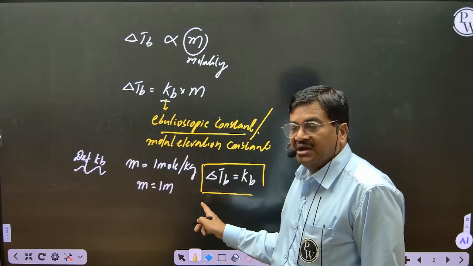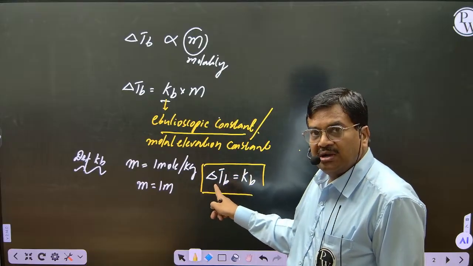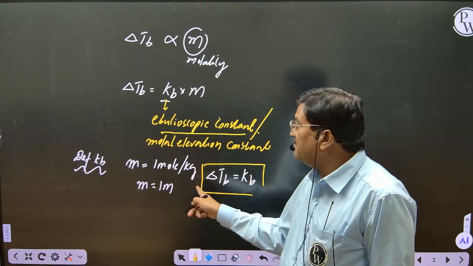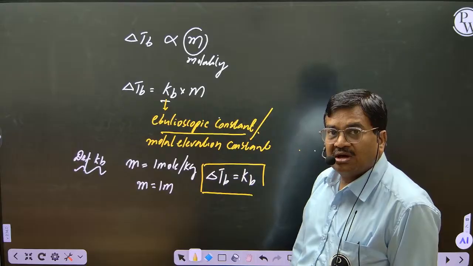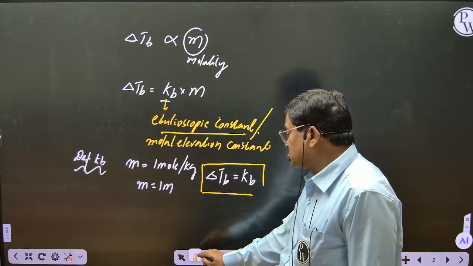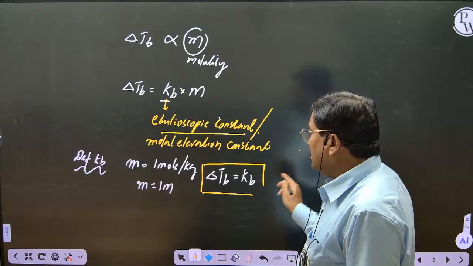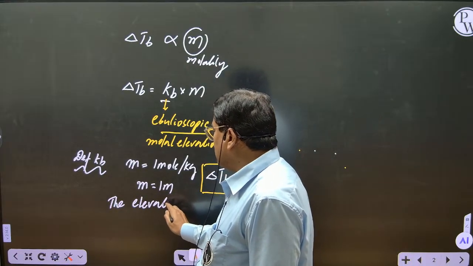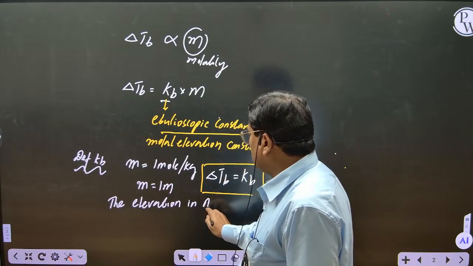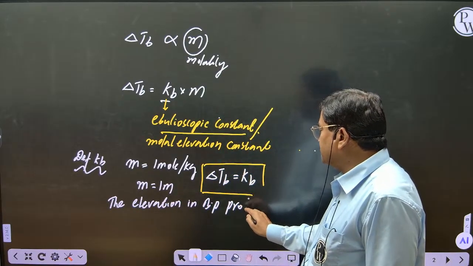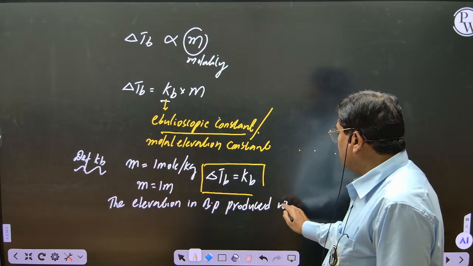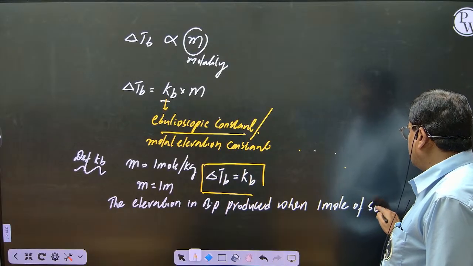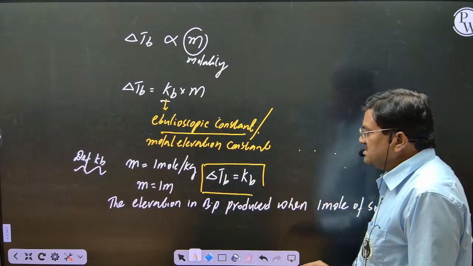That means what do we define? The elevation in boiling point produced when 1 mole of solute is present in 1 kg of solvent is called the ebullioscopic constant. So what is the definition of ebullioscopic constant? The elevation in boiling point produced when 1 mole of solute is dissolved in 1 kg of solvent.